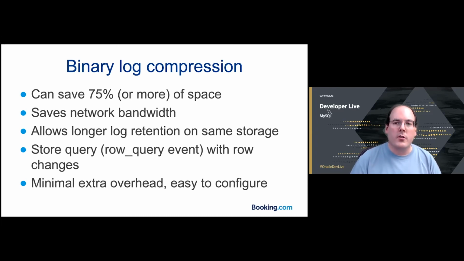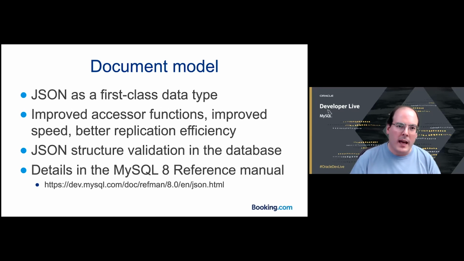The next topic I'd like to talk about is the document model and mixed data models. So MySQL has had JSON as a first-class data type for a while. But in MySQL 8, its efficiency has been greatly improved. Replication efficiency is much better because previously, when you updated a JSON object, the whole thing would be copied in the replication stream. And if it's a big object and a small change, that is a significant overhead. Now, only the differences are passed along, only the changes to each value in the JSON structure.